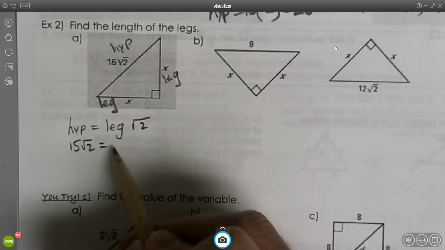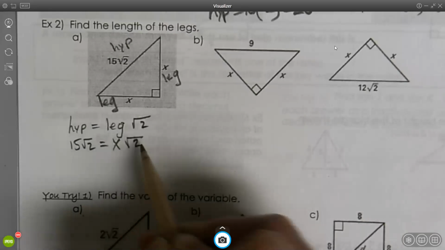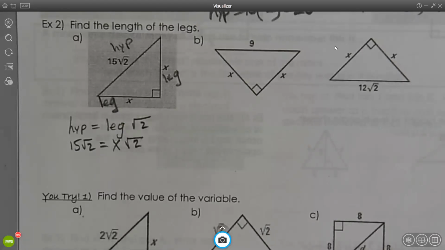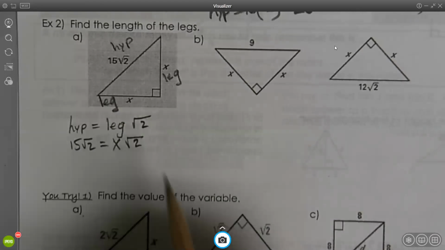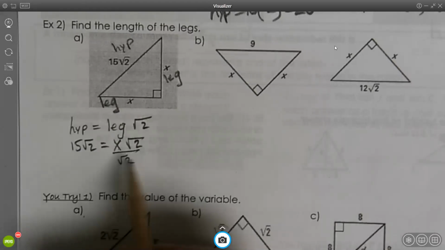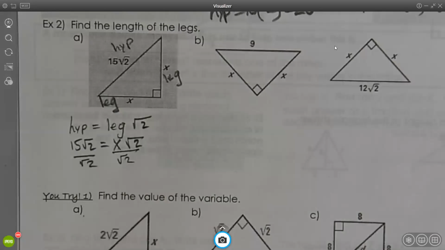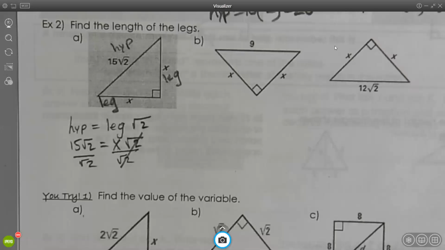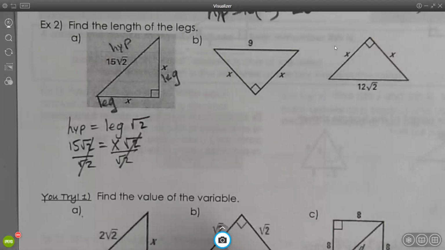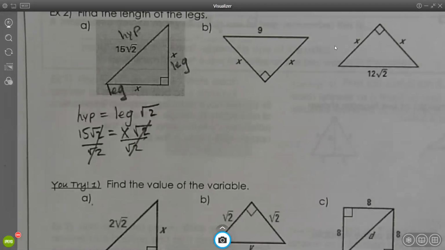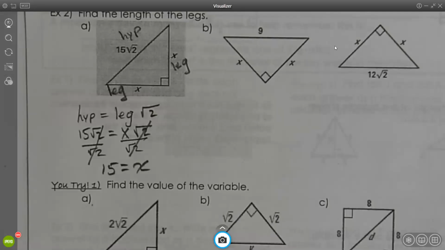So x is a leg, and it is supposed to multiply √2 to make the hypotenuse. Now they're equal to each other. To get the x by itself, we're going to divide by √2. By dividing by √2, the radical goes away, and it'll go away on the other side also, because it's 15 times √2 divided by √2. The radicals cross out, so of course, the leg has to be x.